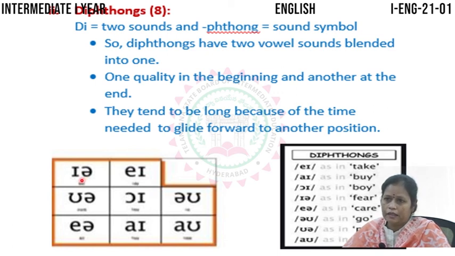So let us see, these are the 8 diphthongs. This is E, A. This is A, E. O, A. O, E. A, O. A, A. A, E. A, O. So in this way, these are 8 diphthongs. Two monophthongs coming together. The time taken to move from one sound to another sound is more than in monophthongs.